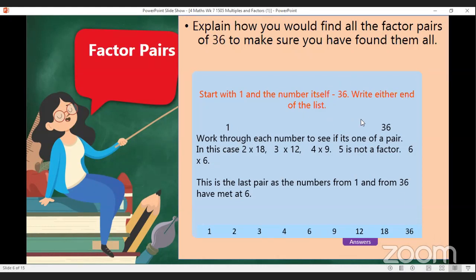So it's 1 and 36. Remember when I showed you on that one, it was 1 and 12. So now we are finding factors of 36, guys. We start with 1 and the factors will end with 36. We have to work through each number to see if it's one of a pair.